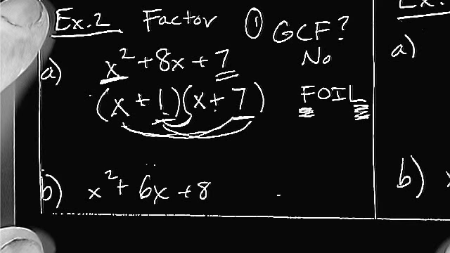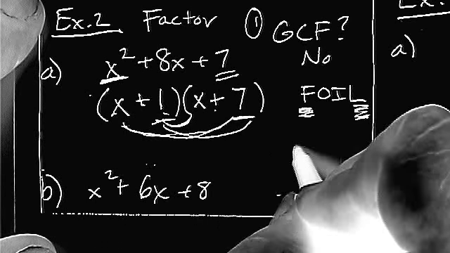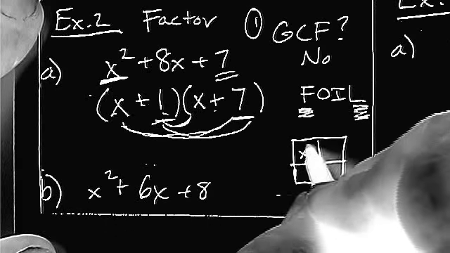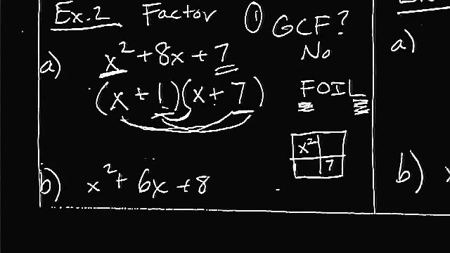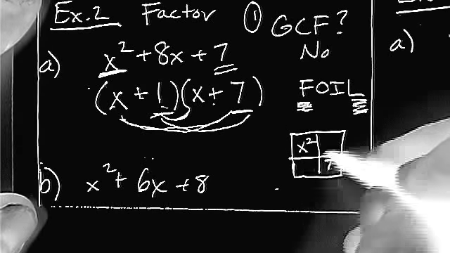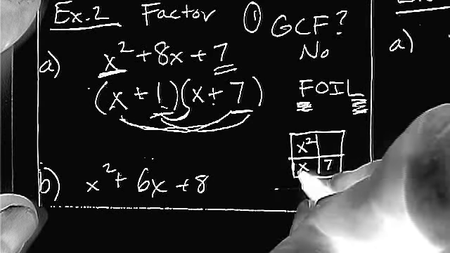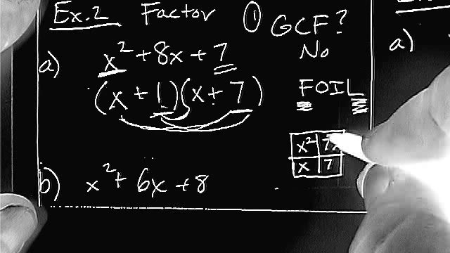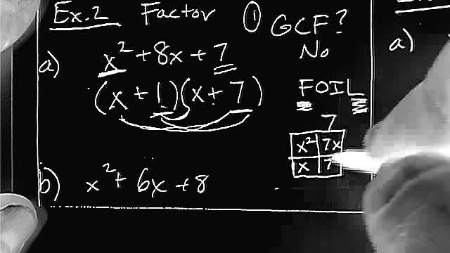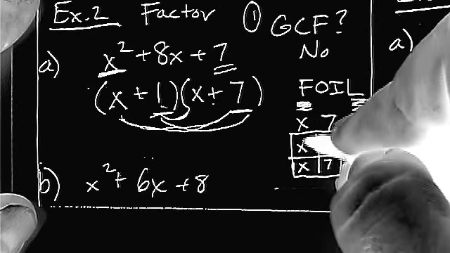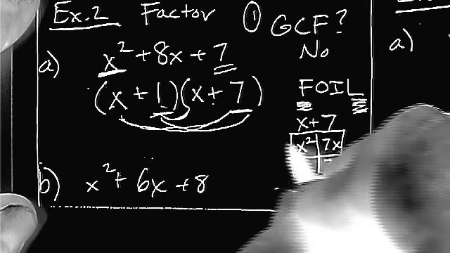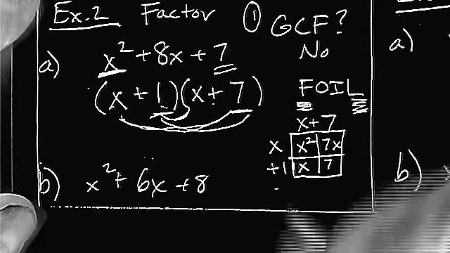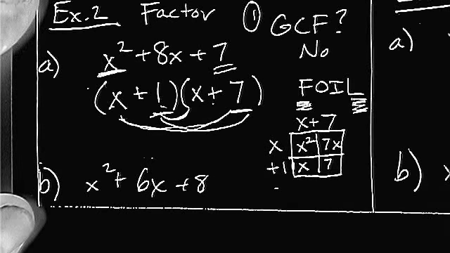Now, you can do that with some type of box method. If you've used a box before, you can say that these two things have to add up to 8x. You can put 1x there and 7x there, and then take the greatest common factor of that particular column, and the greatest common factor of that particular row. There's nothing in common between x and 7, but a plus 1. So you can do it that way too.